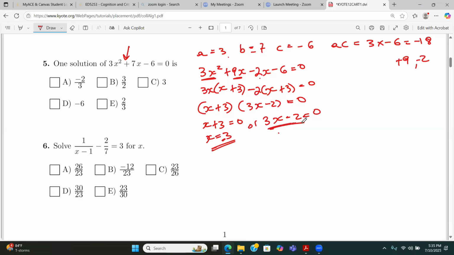So if I solve 3x minus 2, if I add 2 to both sides, then 3x is equal to 2, then divide by 3. So x is equal to 2 over 3. And we're looking for that, and my answer is here.